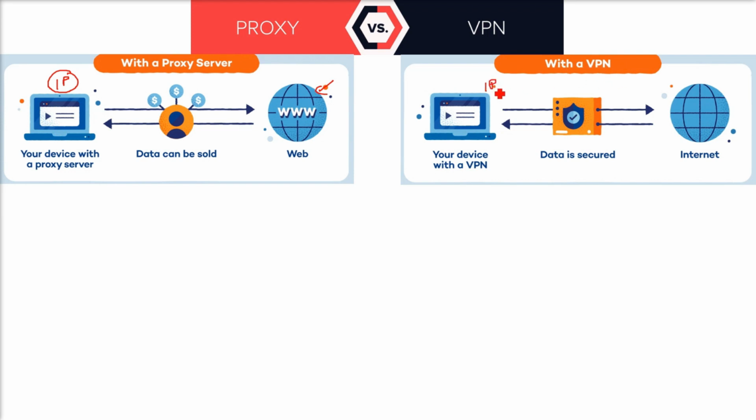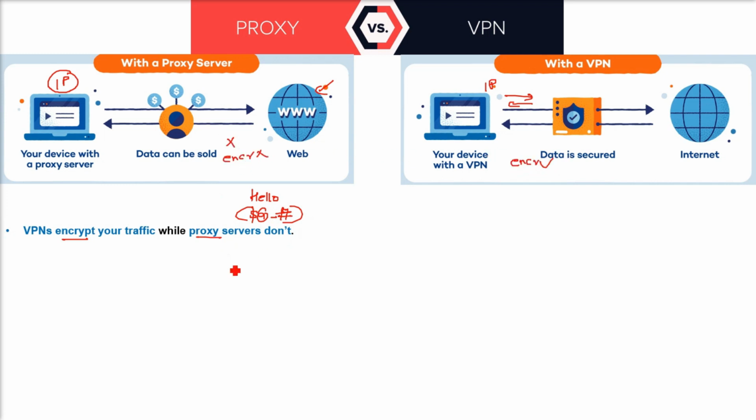But in VPN, it is hiding your IP. Along with this, the data coming and going, the encryption is done. Encryption is done. That means even if somebody gets hold of the data, they will not be able to understand it. So VPN encrypts your traffic. For example, if you're sending hello, it may go as say $_, or whichever way, it is incomprehensible. So VPNs encrypt your traffic while proxy servers don't. Encryption: proxy, no. VPN, yes.